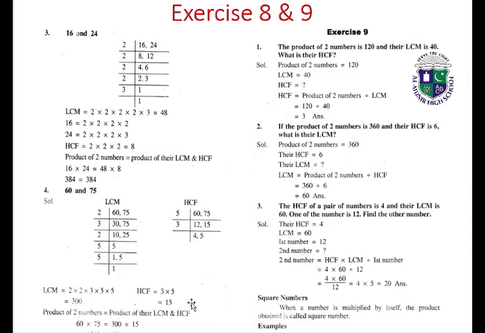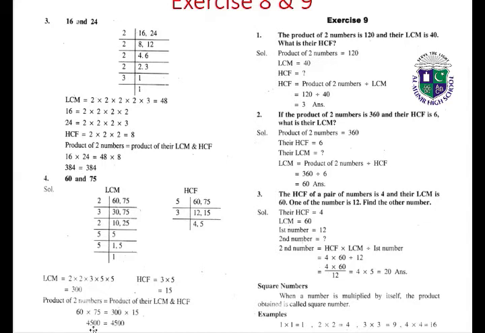ACF is 3 multiplied by 5, 3 5s are 15. Product of two numbers equals product of their LCM and ACF. 60 multiplied by 75 equals 4500. 300 multiplied by 15: 15 0s, 15 0s, 15 3s are 45, so 4500.